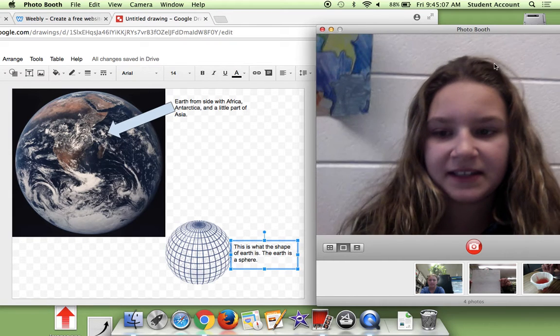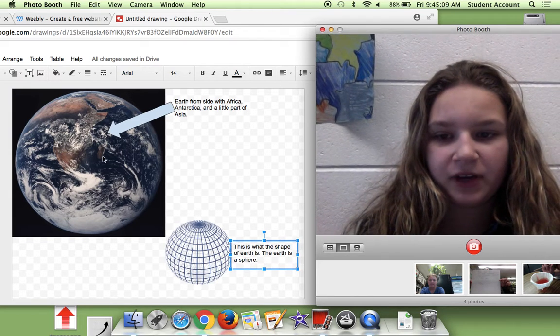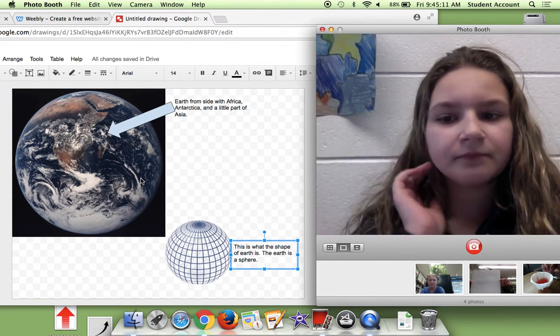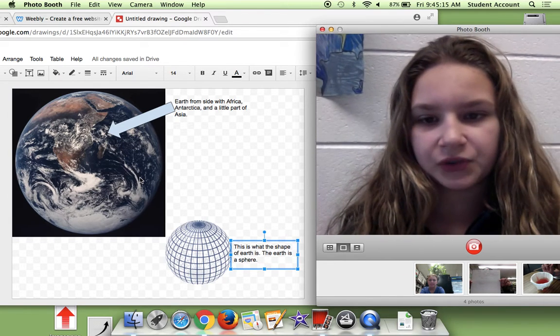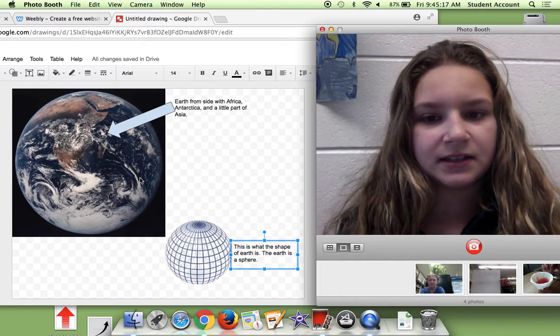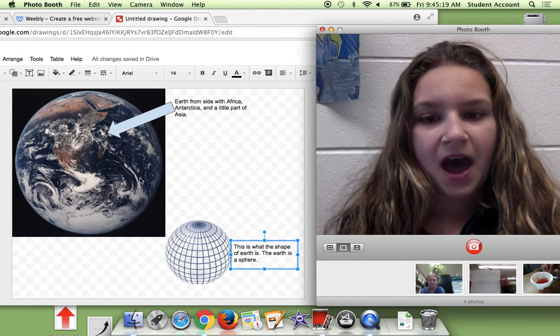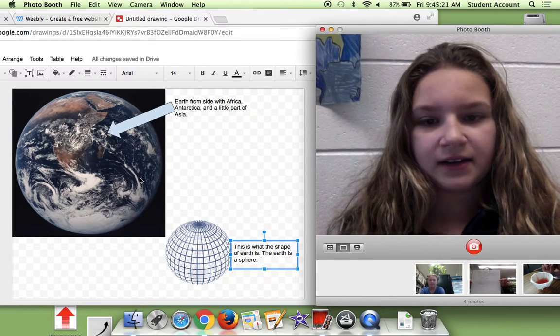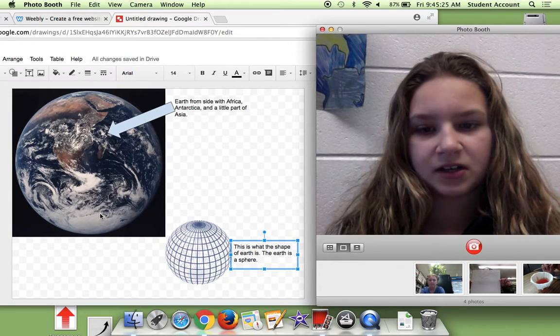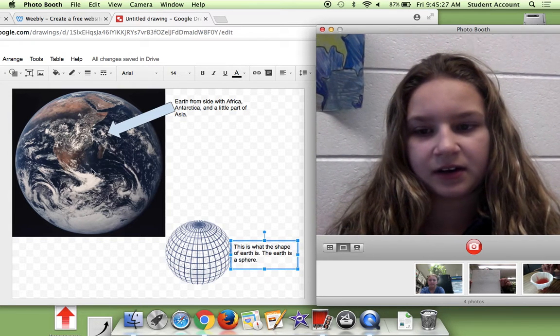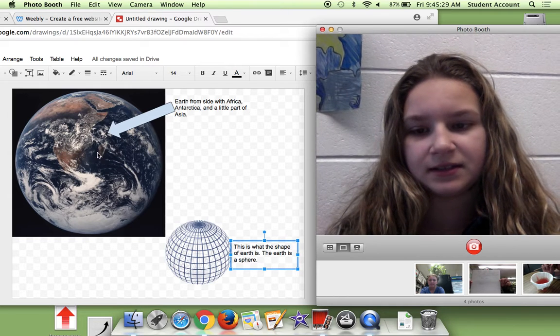So here on the side, we have a model that I made of Earth, and it shows a couple of continents. It shows Africa, Antarctica, and a little part of Asia up here. Antarctica is right here and Africa is right here. This, as you can see, is Madagascar.